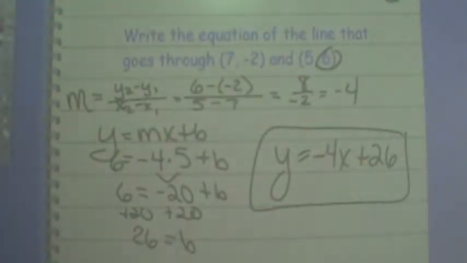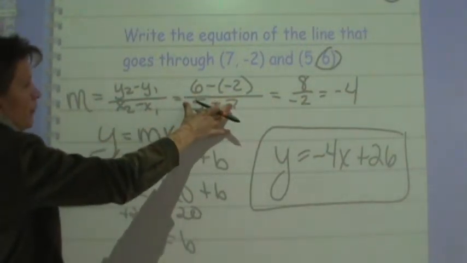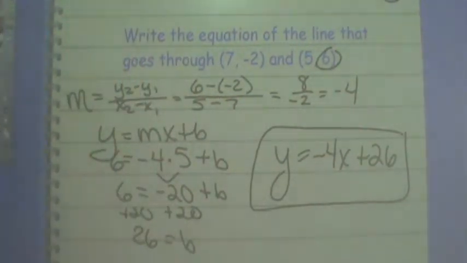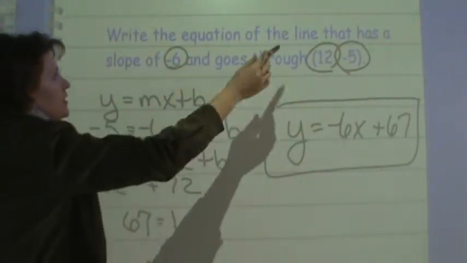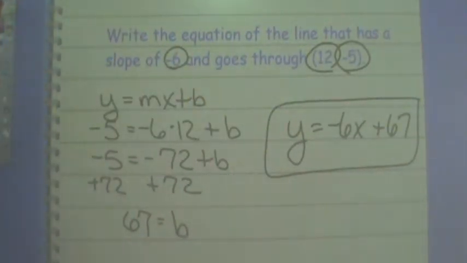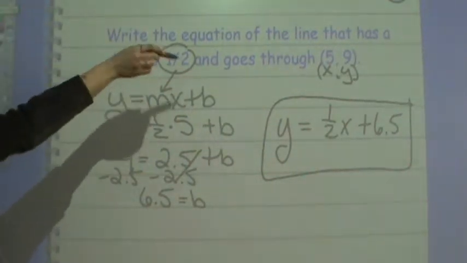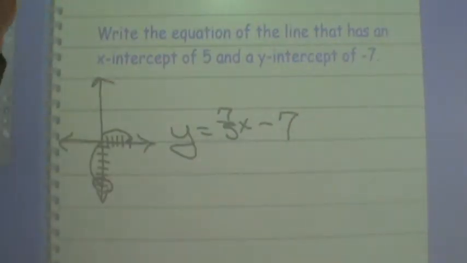Okay? All right, that does it. So if we go back, this is how you write the equation with 2 points. There's another example with 2 points. This is an example with the slope and 1 point. This is with the slope and 1 point. This one was with the x and the y-intercept. You could also do this one like the 2-point version.